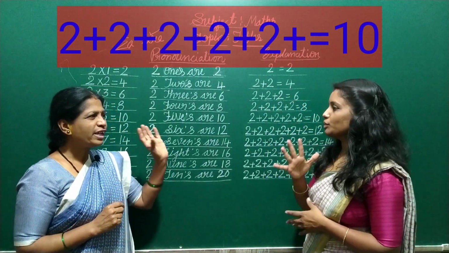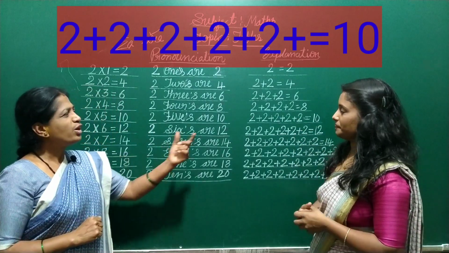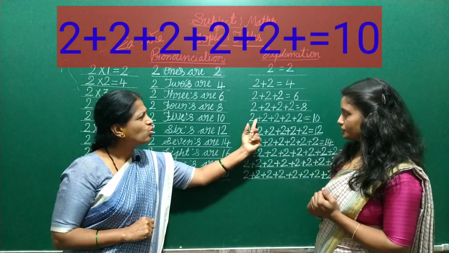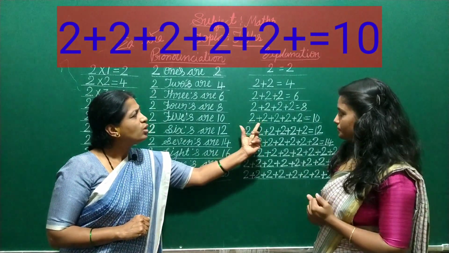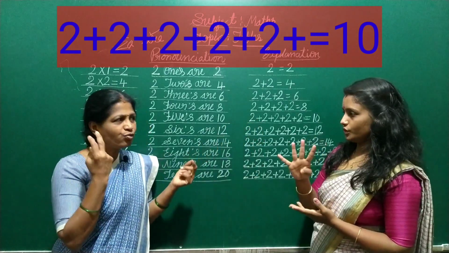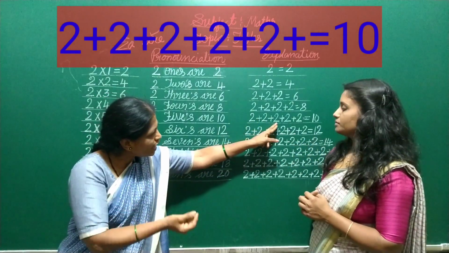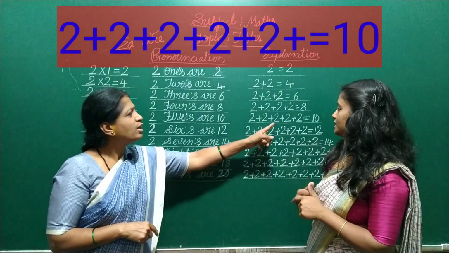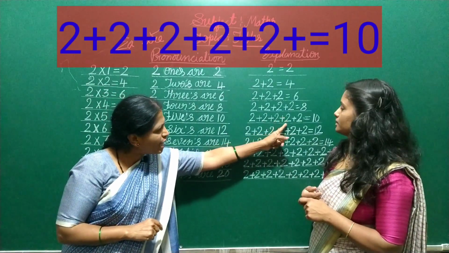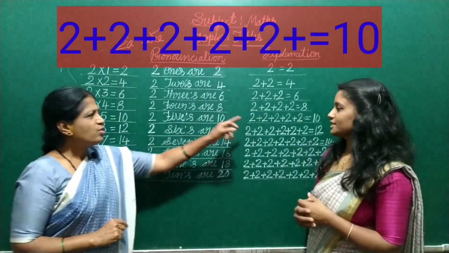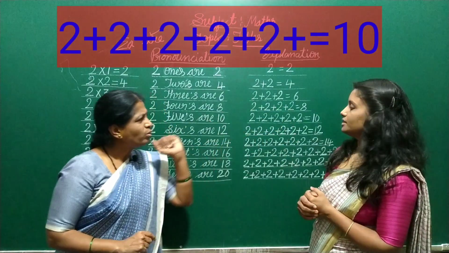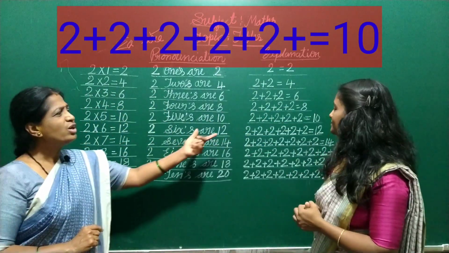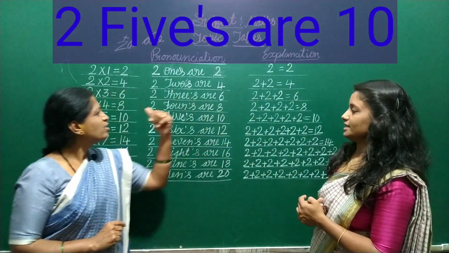5 times 2 is there, ma'am. When you add, see here, 2 plus 2 will get 4. For 4, if you add again 2, 6. For 6, if you again add 2, 8. If you add 2 for 8, 10. So you will get 10.